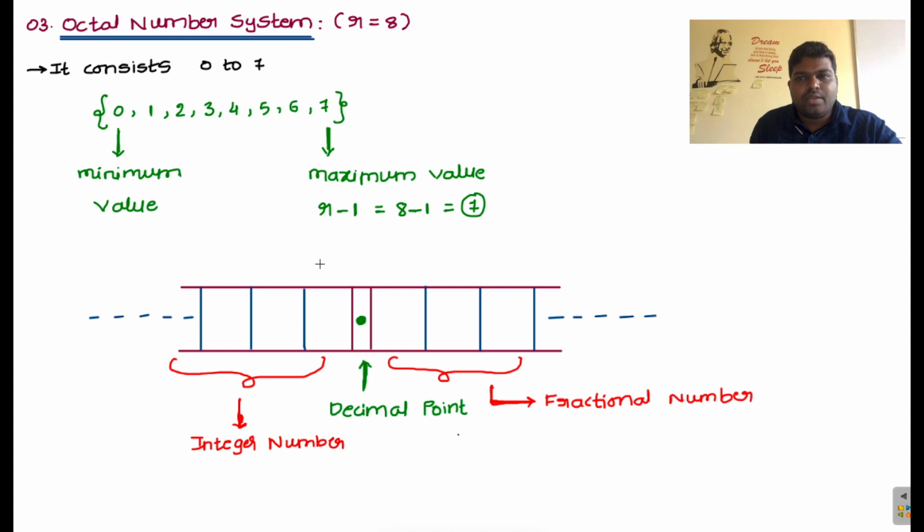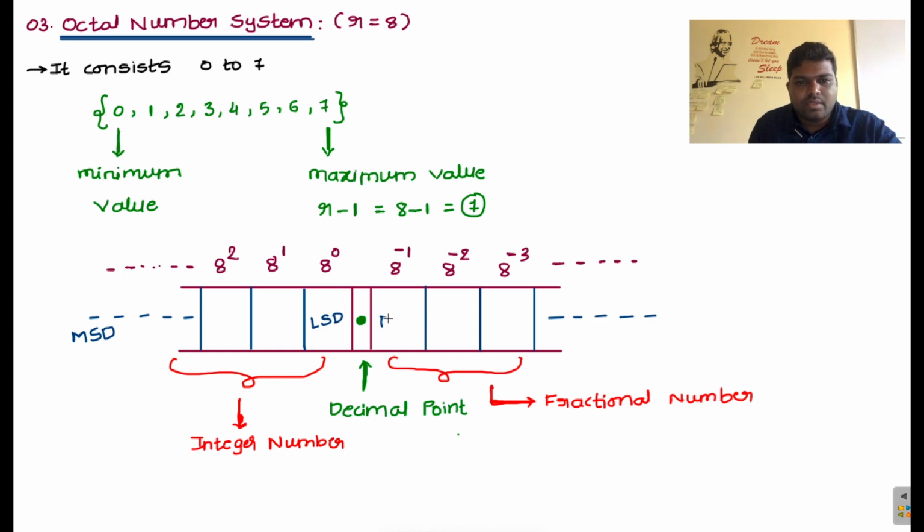Now you can assign your base positions. This is 8 power 0, 8 power 1, 8 power 2, 8 power 3 and so on. In the same way, on the right side of the decimal point we have 8 power minus 1, 8 power minus 2, 8 power minus 3 and so on. These are the base positions. And this one is the most significant digit, and this one is the least significant digit.